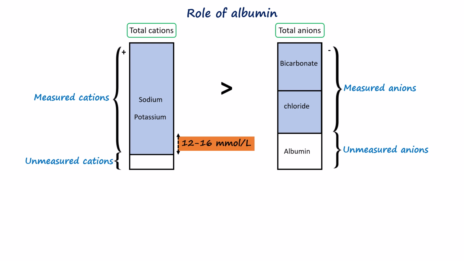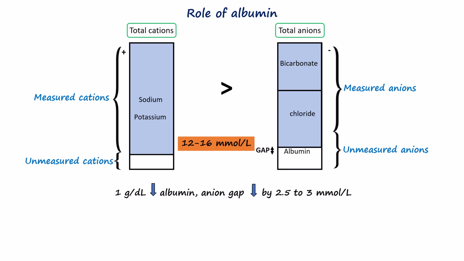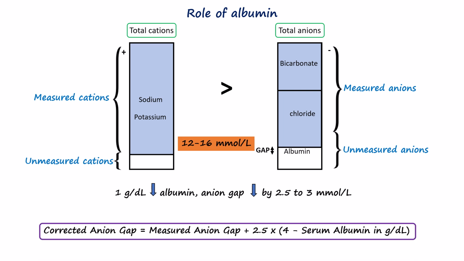For every 1 gram per deciliter decrease in serum albumin, the anion gap decreases by approximately 2.5 to 3 millimole per liter. Therefore, in cases of hypoalbuminemia, the anion gap should be corrected to avoid underestimating the presence of unmeasured anions. The corrected anion gap can be calculated using this formula.